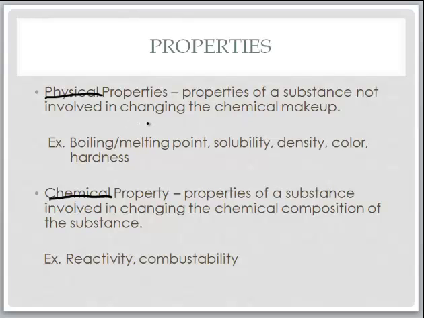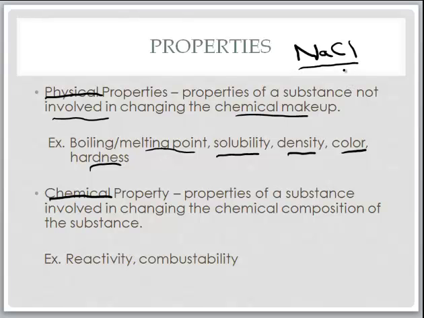When we talk about physical properties, we're talking about the properties of a substance that are not involved in changing the chemical makeup of the substance. For example, we're taking something like, say, salt, and it's the properties of that compound that are not involved in turning it into something else. For example, the boiling point and melting point of salt, the solubility of salt in an aqueous solution, the density, the color, the hardness.